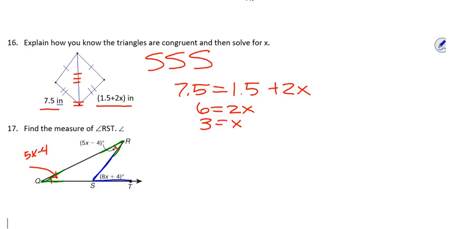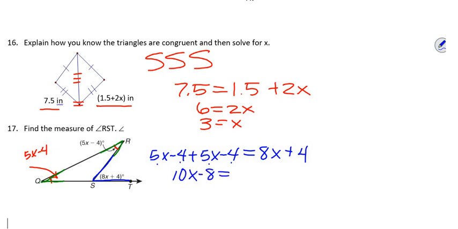this one out here. Okay, so what we're going to do is add 5x minus 4 plus 5x minus 4. We're going to set that equal to 8x plus 4. Going to combine our like terms here, so that would be 10x and negative 8 equals 8x plus 4. I'm going to subtract 8x from both sides. That's going to give me 2x here. And I'm going to add this 8 to both sides. That's going to give me 12. So x is equal to 6.